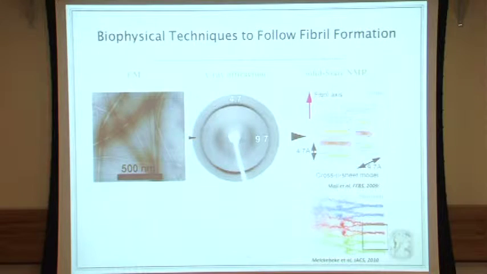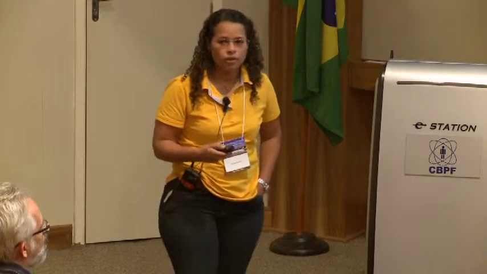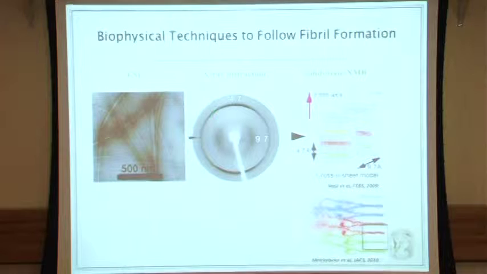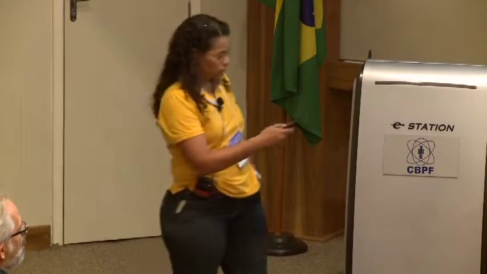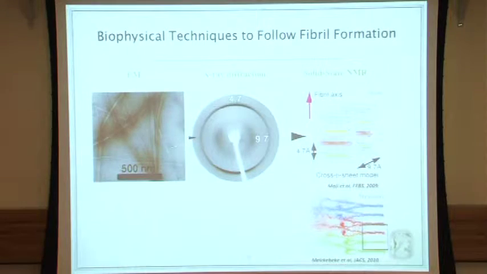So in general, we need to use a different approach to get more information concerning our system. Electron microscopy is extremely important because you can get an idea of how organized your system is. Like we have fibrils, we have amorphous aggregates, and so on. And using X-ray diffraction, you can observe some distances concerning fibril topology. So the combination of these two techniques is extremely important to put together with NMR data.